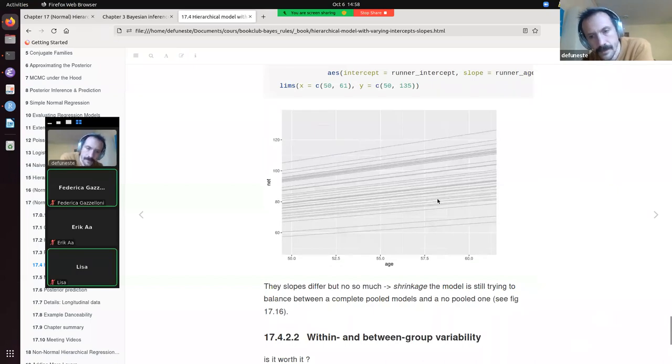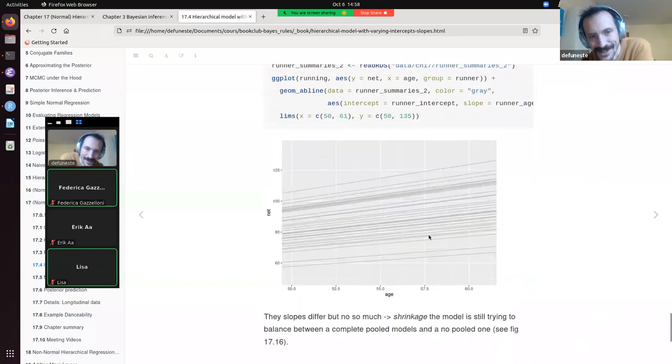Okay, I will give you the explanation. Maybe I should take more time. So yeah, the slopes do not differ too much between them. And why? This is because of shrinkage, because the model is trying to balance between a completely pooled model and a no-pooled one.